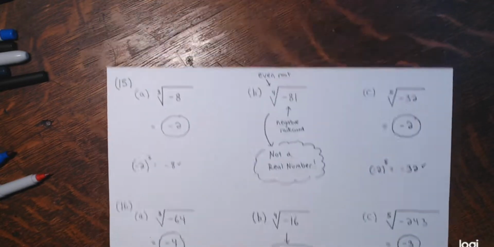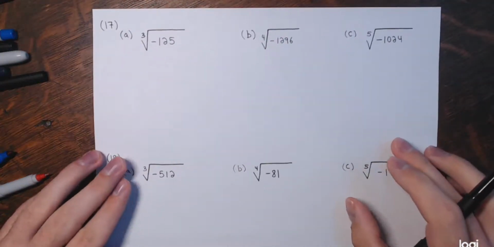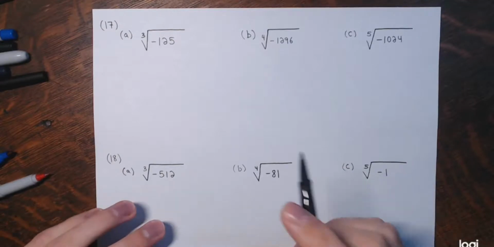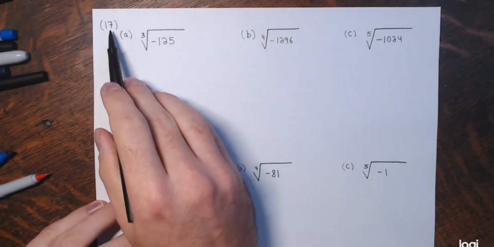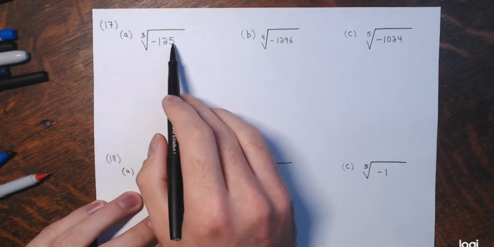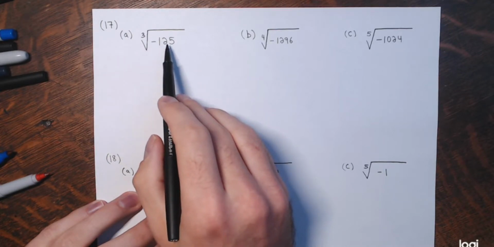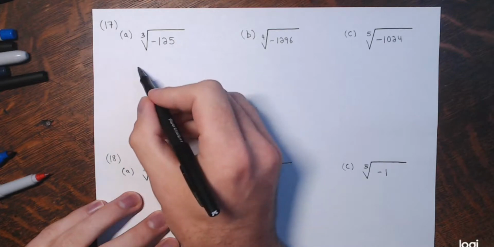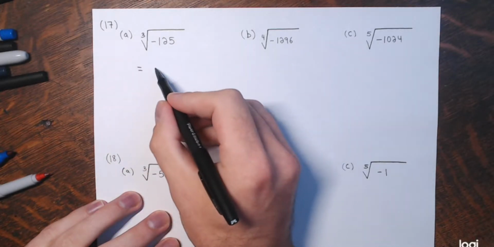Alright, I got one last page here. Two more examples, just a bunch more parts. Again, all of these last examples have a negative radicand. So 17 part A, odd root, cube root of -125. So we're fine. What number to the third power would give me -125? Well, that'd be -5.